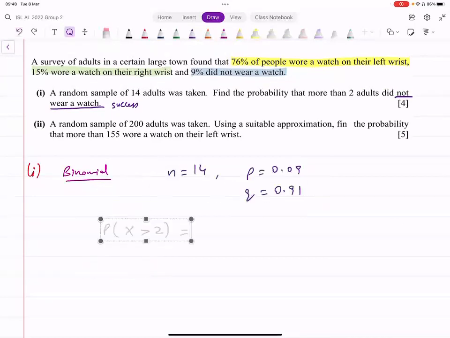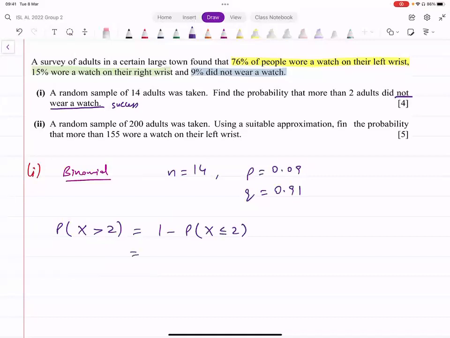You have x equals 3, 4, 5, 6, 7, 8 until 14. ये सारी कैलकुलेट करनी पड़ेंगी. An easy way to do this is you say 1 minus probability of x less than or equal to 2. आप ये तीनों cases find कर लें. 1 minus probability of x equals 0, minus probability of x equals 1, minus probability of x equals 2. ये तीनों cases उसमें से subtract कर दें.